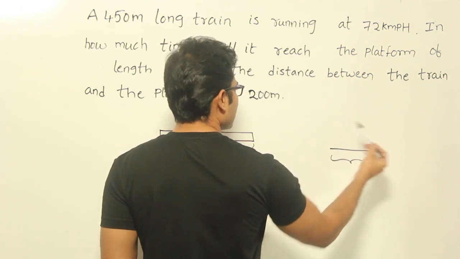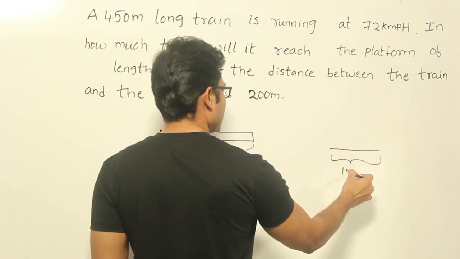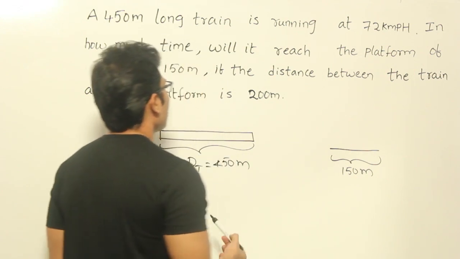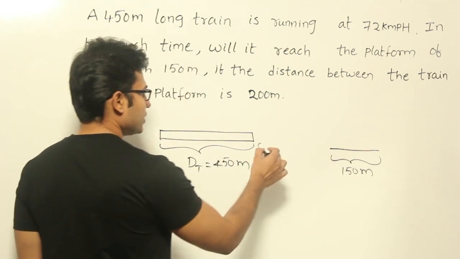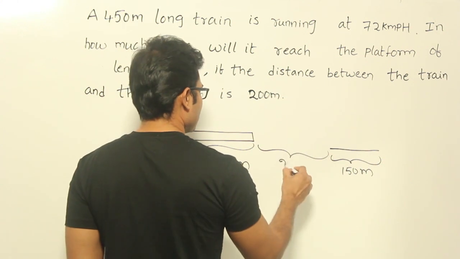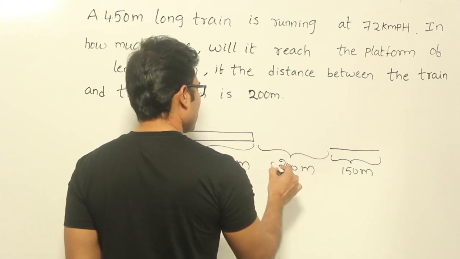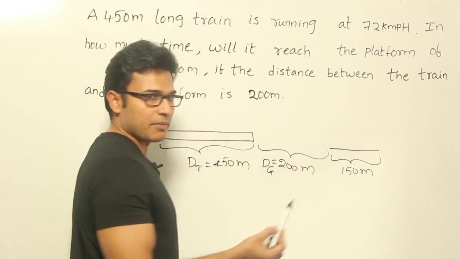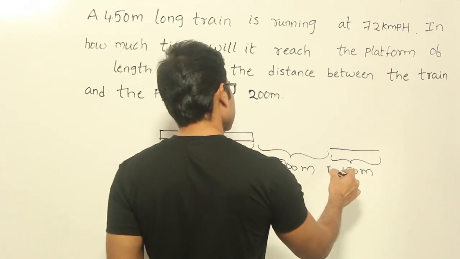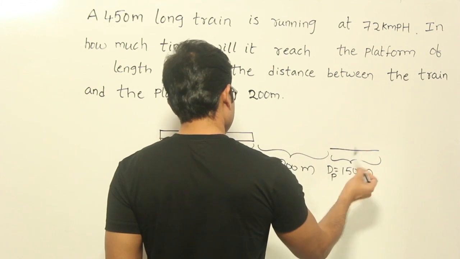So let's say there is a platform and the length of the platform is 150 meters, and now they are saying that the distance between these two is 200 meters. So here it is 200 meters. Let's call it dg. Dg means the gap between them, and let's call the platform length dp.